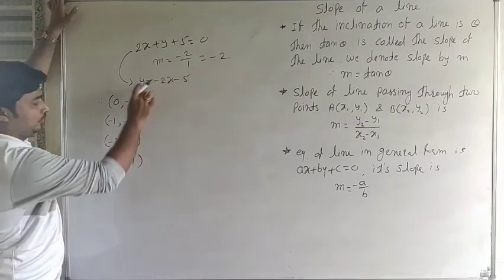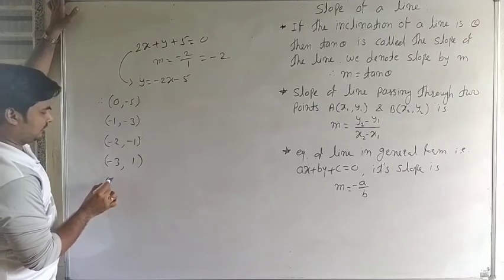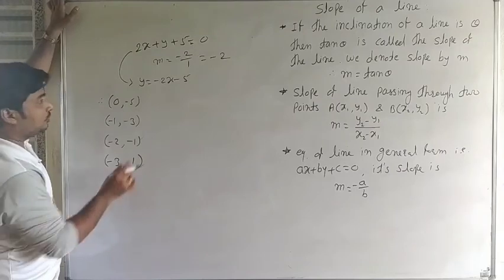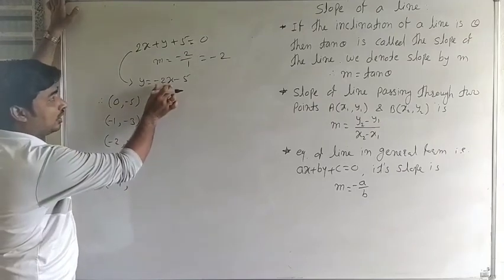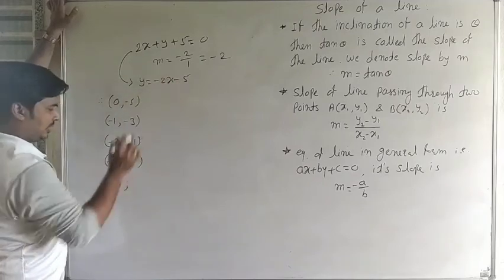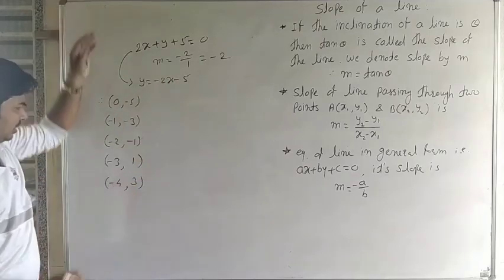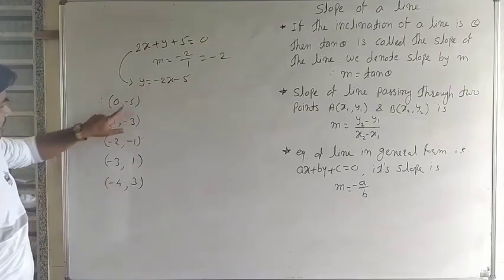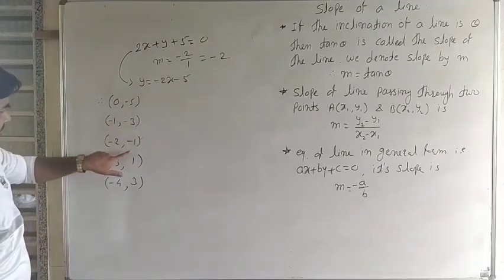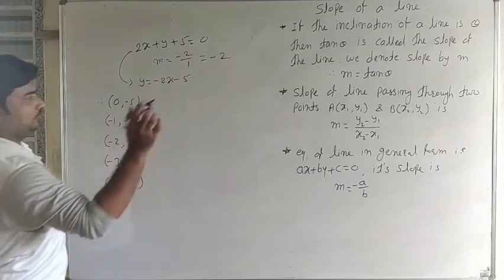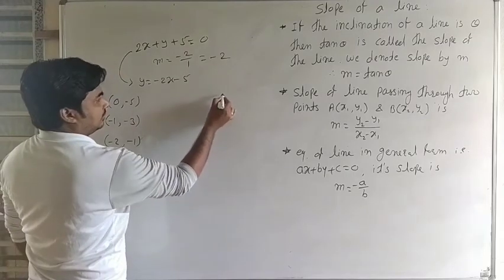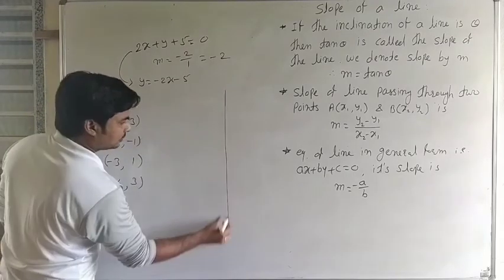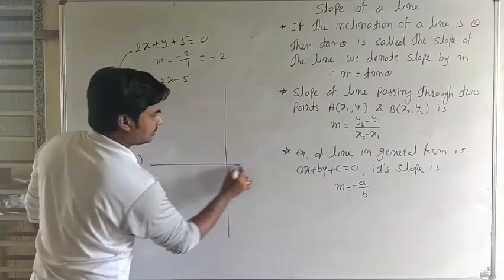When x is equal to -4, then it is +8 - 5, it is 3. Here we take the 5 points on the line. Okay, we draw the line. It is 0, -5, -1. Okay, then we can draw the graph.